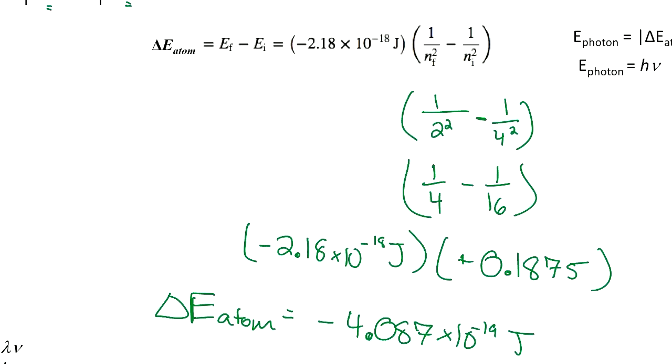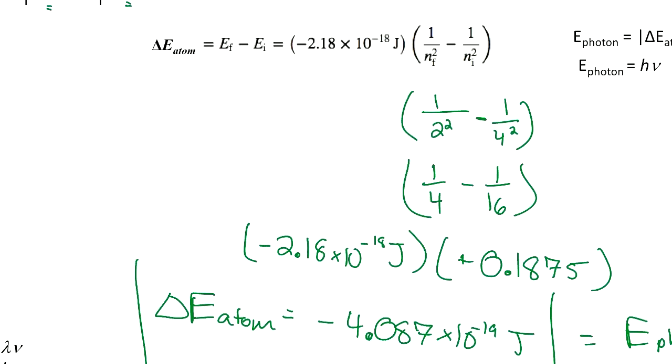So what we're going to do is take the absolute value of this, and this is equal to the energy of the photon that is involved. Remember, the negative sign just means the direction energy is going. We can't calculate a negative wavelength. That makes no sense. We just want to use the absolute value, the magnitude of this energy change, and note that the negative sign means that that photon is being released, all right?